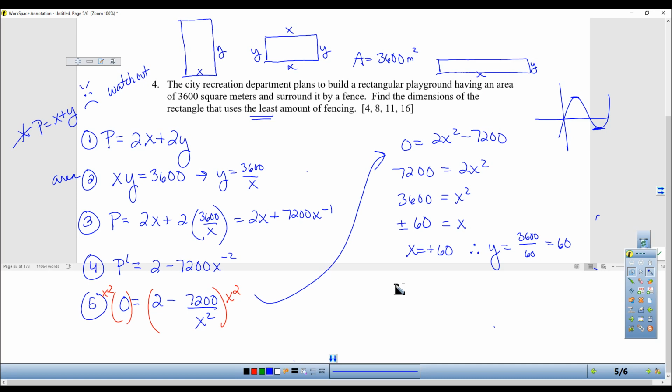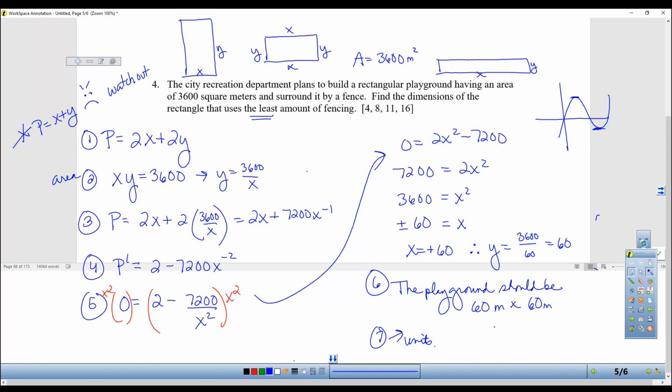And again, step 6, answer the question. Find the dimensions that uses the least amount of fencing. So the playground should be 60 by 60. Step 7 is kind of simultaneously 60 meters by 60 meters. Okay, so step 7 is units. Getting those steps down?